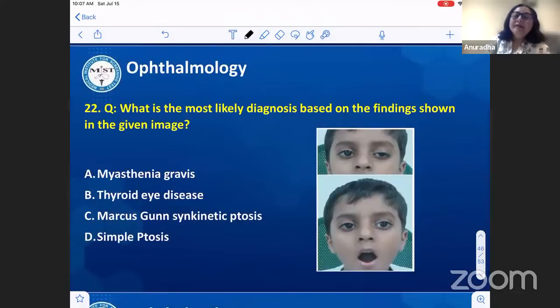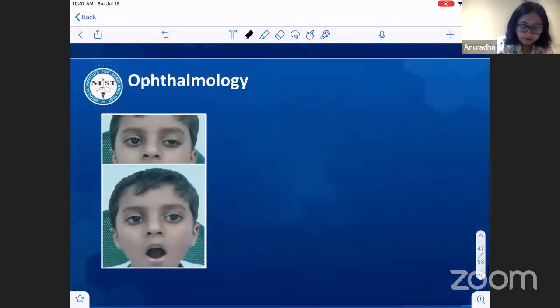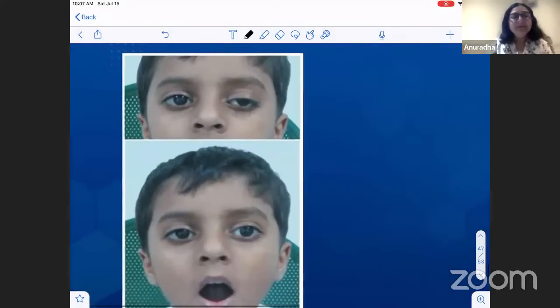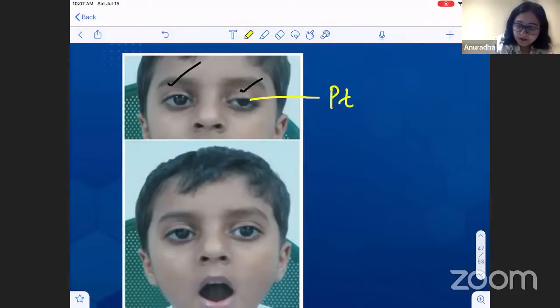What is the most likely diagnosis based on the findings shown in the given image? So see the image, try to find what is shown, and then we will make the diagnosis. Look at this picture, beta. This eye is normal. This eye is showing drooping of the lid. What is the drooping of the lid called? Ptosis.